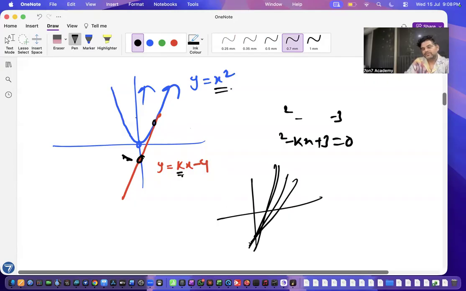Okay, the curve equation is defined. And if the line touches the curve, what is the point of contact? That is the question. So first we have to find the k for which it touches, and by using that k value, we have to find the point of intersection.